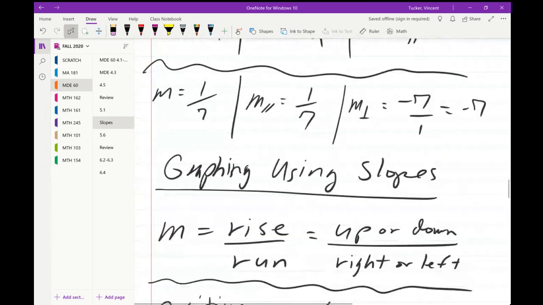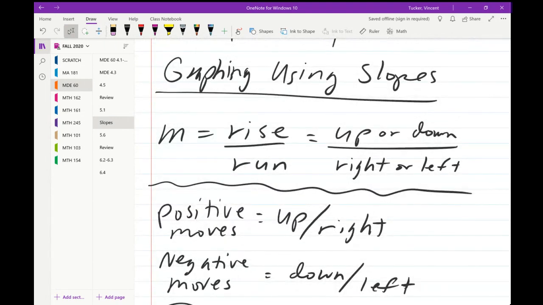All right. So here we go. Let's look at graphing using our slopes. Like I mentioned when we first started talking about your slopes, your slope is going to be equal to rise over run as well. Your rise is going to be up or down. Your run will be right or left. So your slope is actually going to be instructions on where to go and how to go in order to generate another point or multiple points on your line.